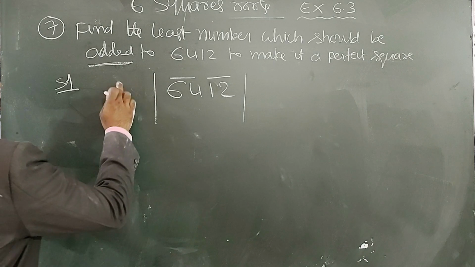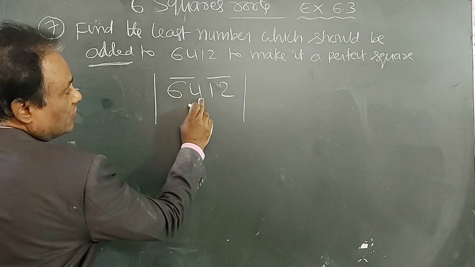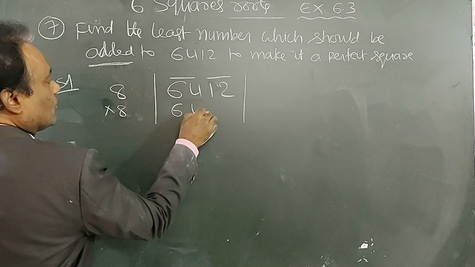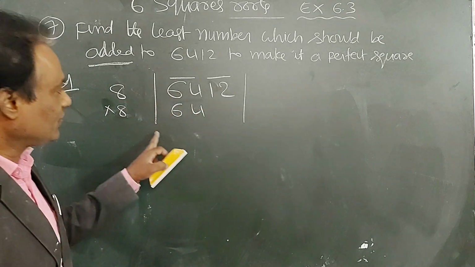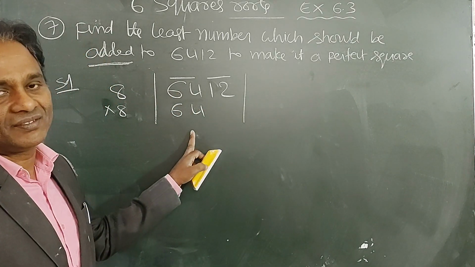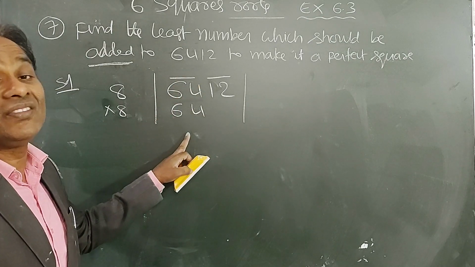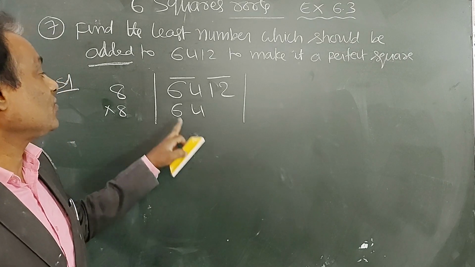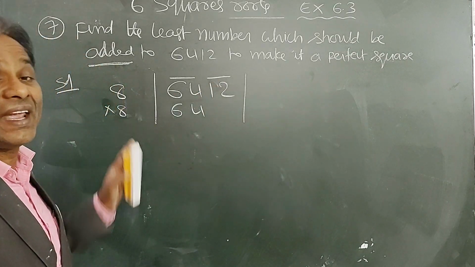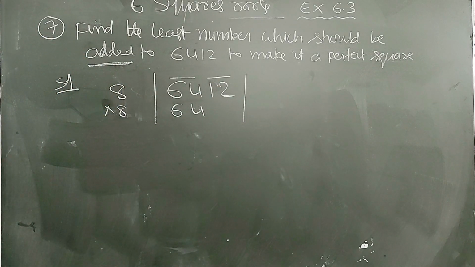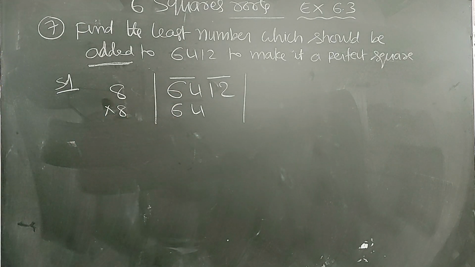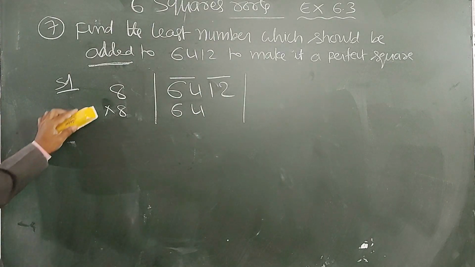Next, write a number here and multiply it with the same number. We have to get the first pair. 8 8s are 64. What is the remainder? 0. When the remainder is 0, in that case we have to take the next pair also at a time. Directly you have to take the next pair also, 6, 4, 1, 2. Because the remainder is 0, 6, 4, 1, 2 directly we should take.